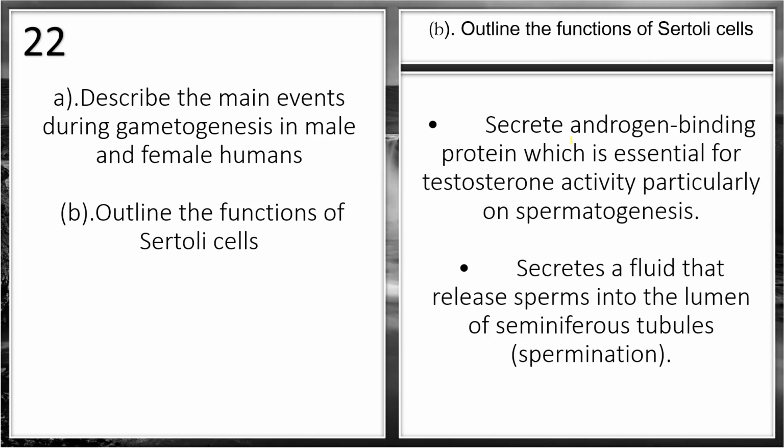They also secrete androgen binding proteins, which is essential for testosterone activity, particularly on spermatogenesis. They secrete a fluid that releases sperms into the lumen of the seminiferous tubule, spermiation.